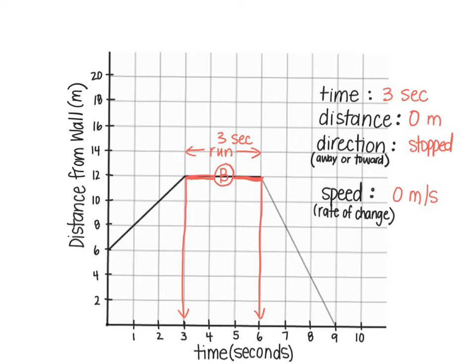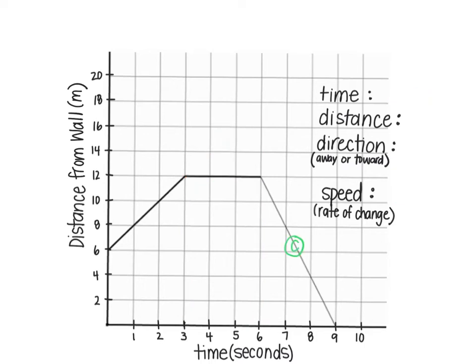So if we were going to describe this line segment B, we would say that Kenny stopped for a total of 3 seconds. For this final line segment on this time distance graph, C, we're going to draw a rate triangle once again. We would be able to label our rise and our run, and we can record the measurements appropriately. So we have a run of from 6 seconds to 9 seconds. That's going to be a run of 3 seconds.